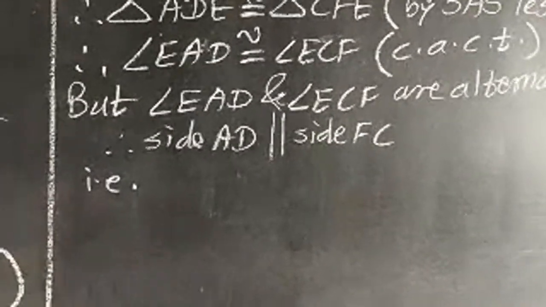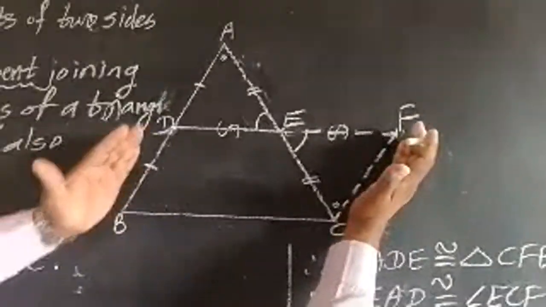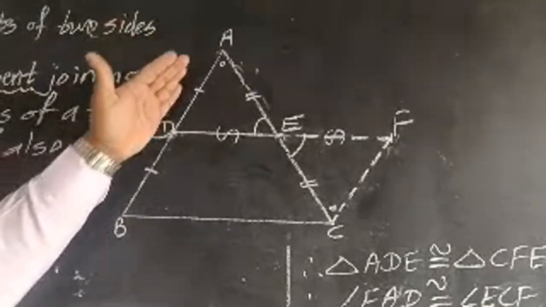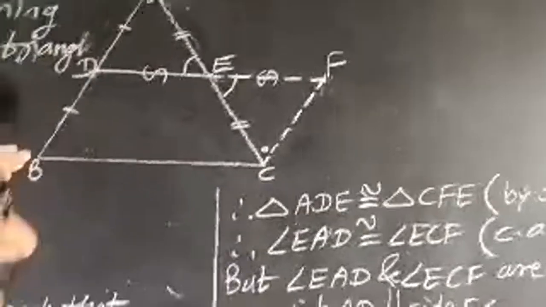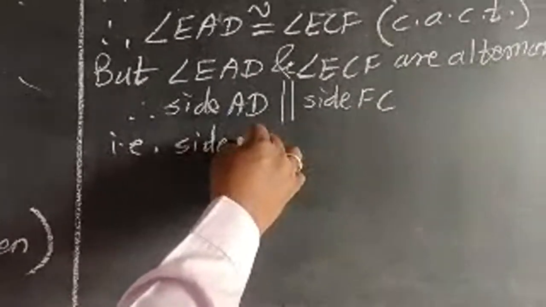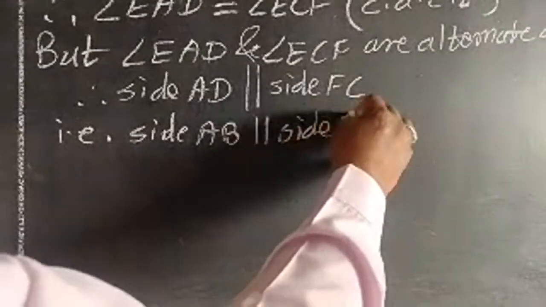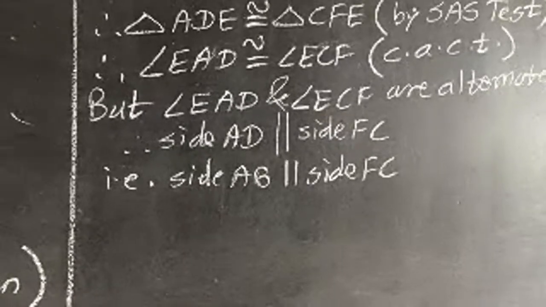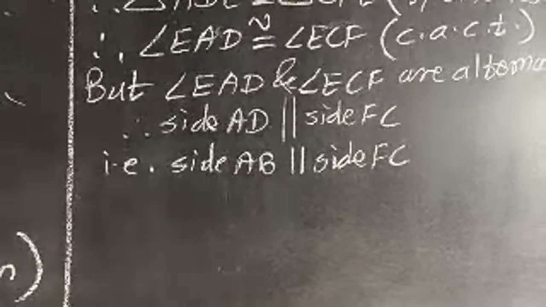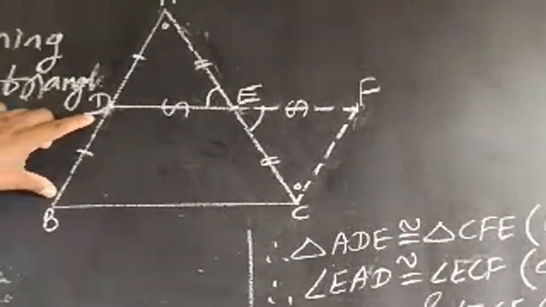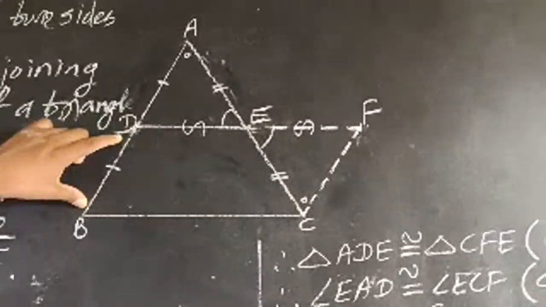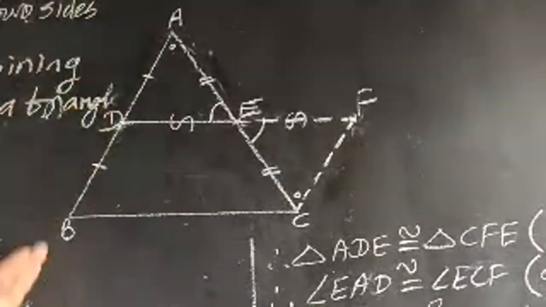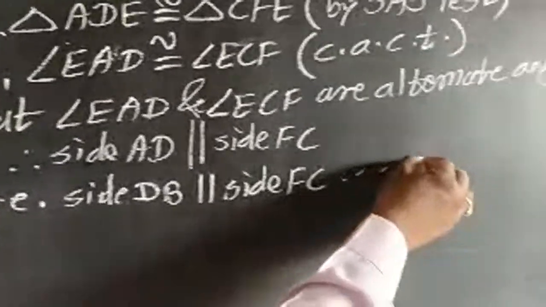That is, AD is parallel to FC. In place of AD, is it possible to say AB? AD and AB are on the same line, this is an extended line. So side AB is parallel to side FC. Otherwise, in place of AB we can say DB only. Line AD and line DB are the same. That is equation 1.